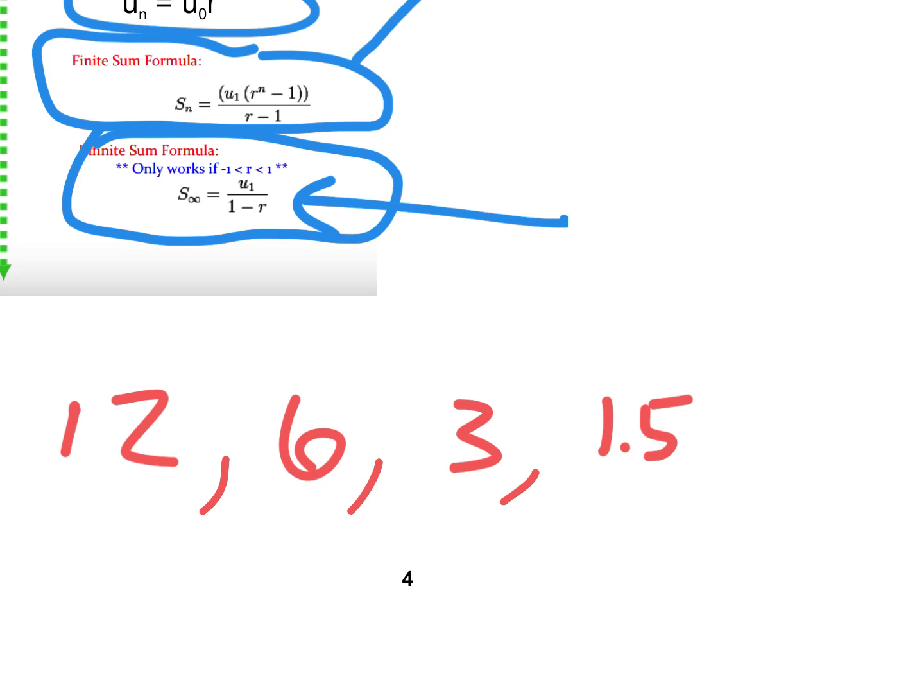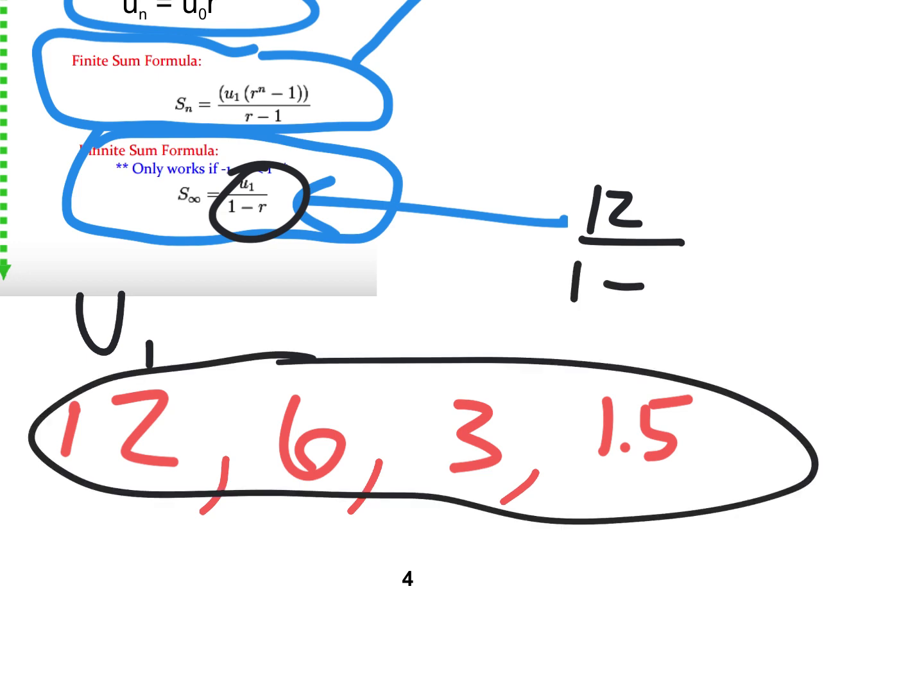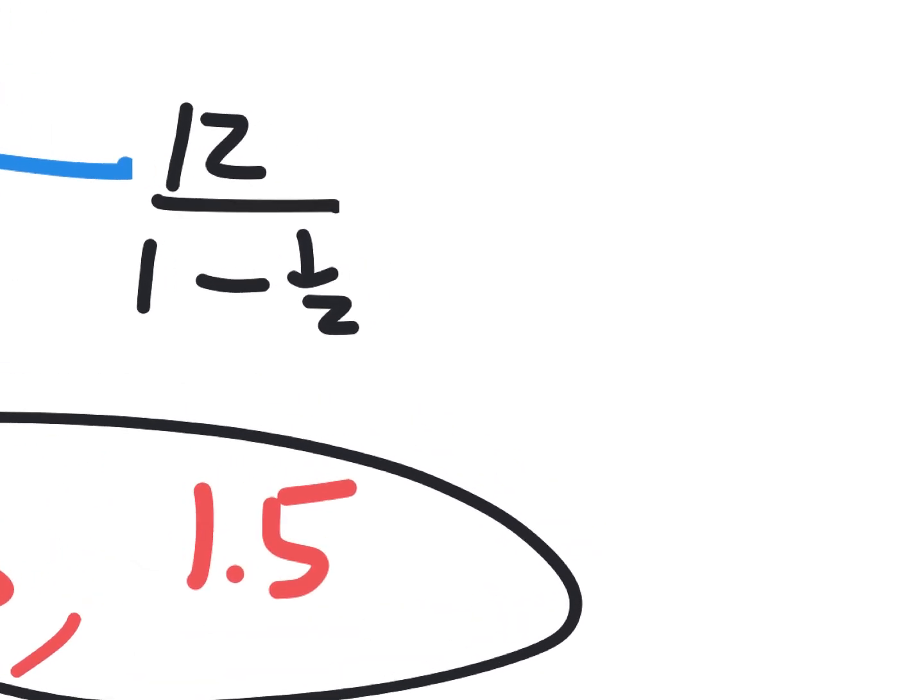You can't tell me what the first term is? Oh, u sub 1. That's all that is. Okay, so I put in 12 here. Keep going. All right, so this was a rate of a half, and so therefore it's 1 minus a half. So now let's actually finish this thing.